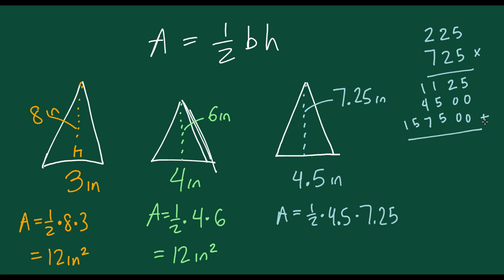So add it all up. 5, 2, 11. Carry the 1, 2, 6, 13. Carry the 1, 6, 1. With 4 decimal places. And let's just round it to the tenths place. 16.3 inches squared. There you go. We're done.